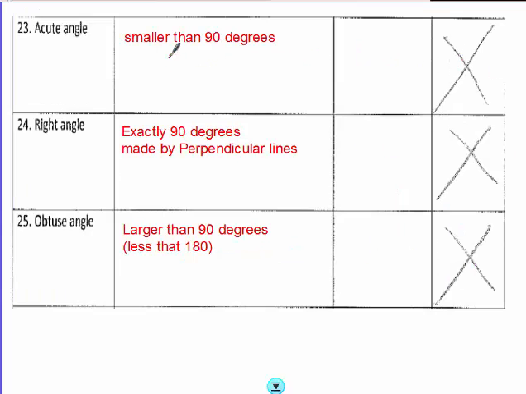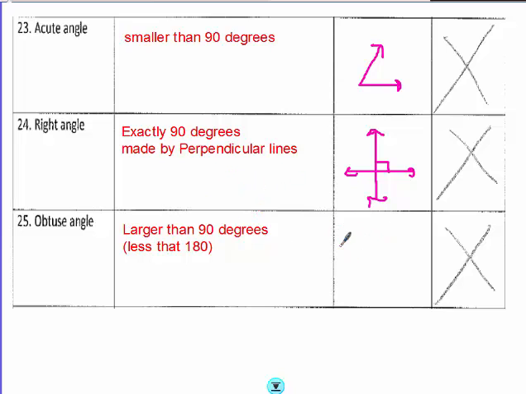Another term we have is an acute angle. It's smaller than 90 degrees. So something like this would be acute, anything up to 90 degrees. Something that is exactly 90 degrees is a right angle, and we're going to talk about perpendicular lines a lot of the time. Right angles and perpendicular lines go together a lot. So when you have a line that comes straight down, and another one, that is going to be perpendicular, making a right angle. They'll mark it with a box there. So look for 90 degrees.